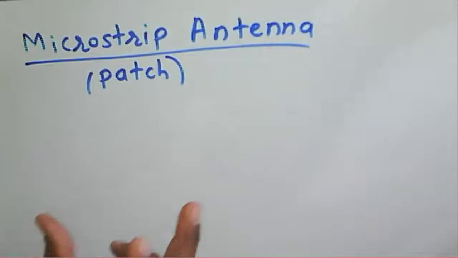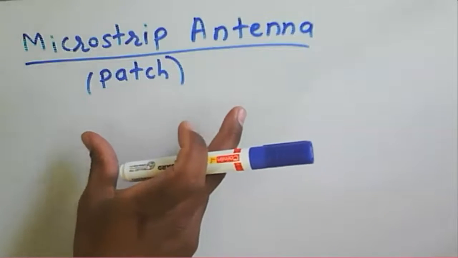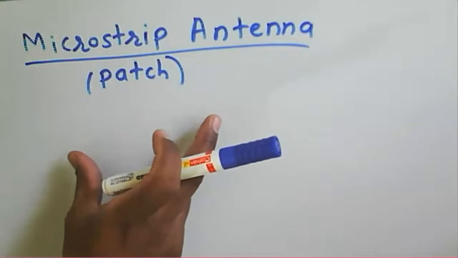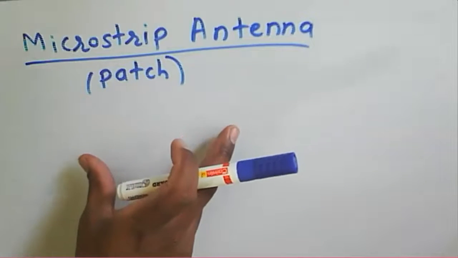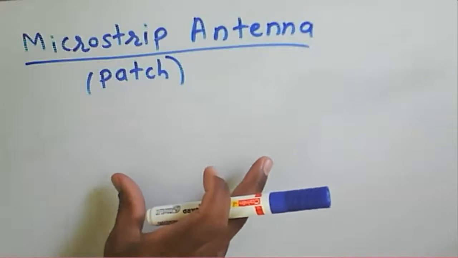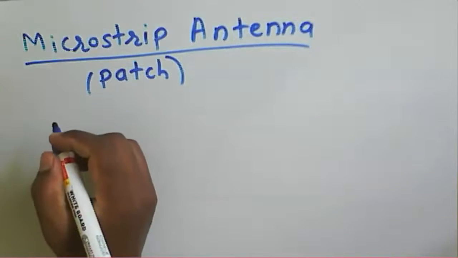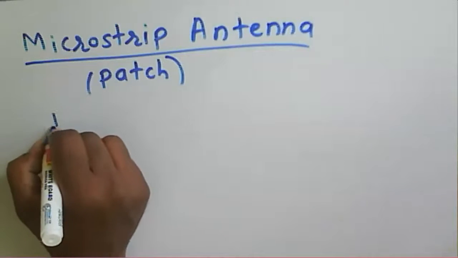The main difference of this microstrip antenna is that it has low efficiency, low power, high Q, poor polarization purity, and poor scan performance. That's why we say this antenna is used as a receiver. So we can say what the disadvantages are.